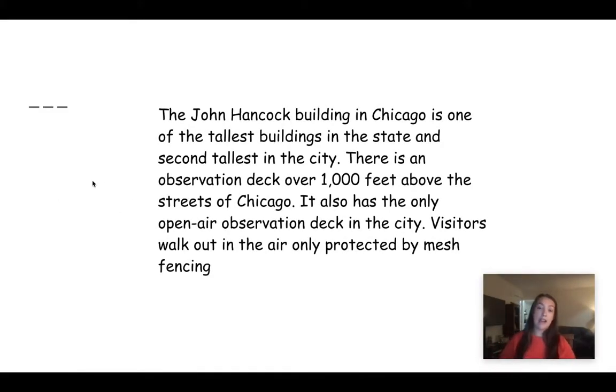So the next paragraph is, the John Hancock Building in Chicago is one of the tallest buildings in the state and the second tallest in the city. There is an observation deck over 1,000 feet above the streets of Chicago. It also has the only open-air observation deck in the city. Visitors walking out in the air are only protected by mesh fencing. So you can go ahead and pause that video, and then when you come back, we can review the answer.